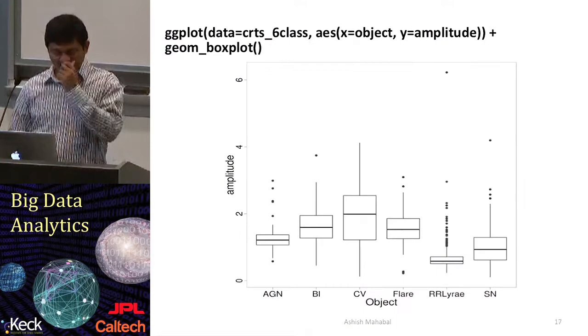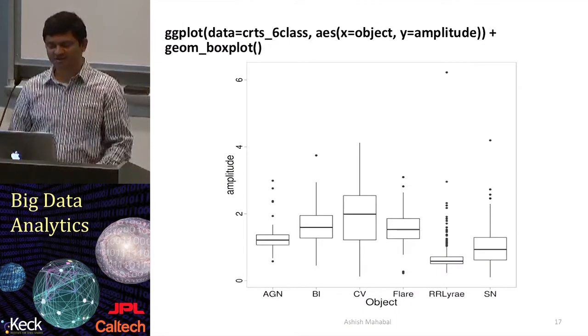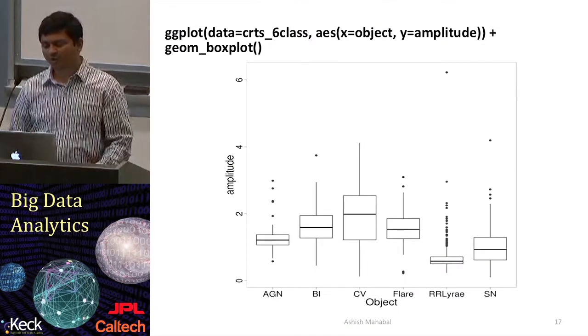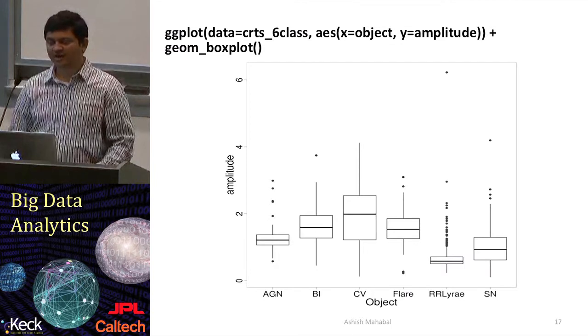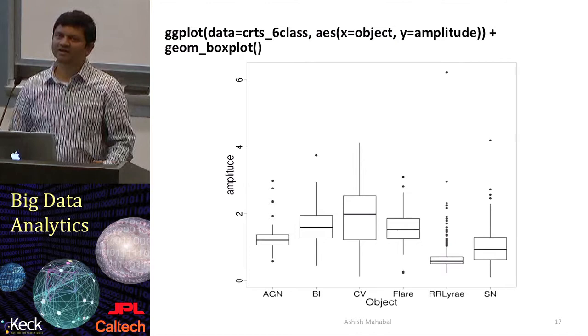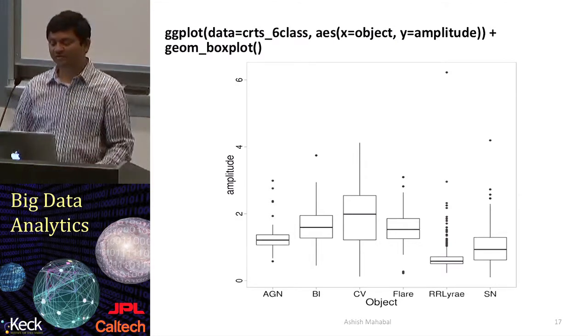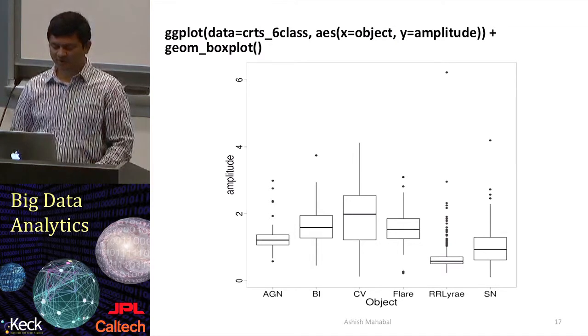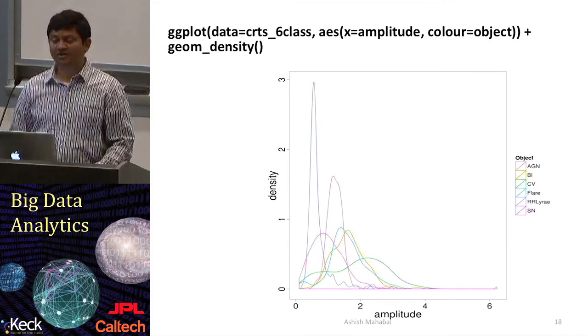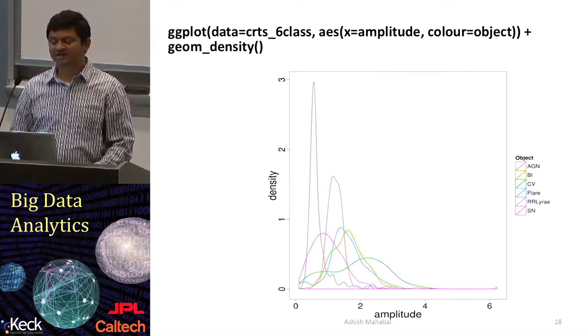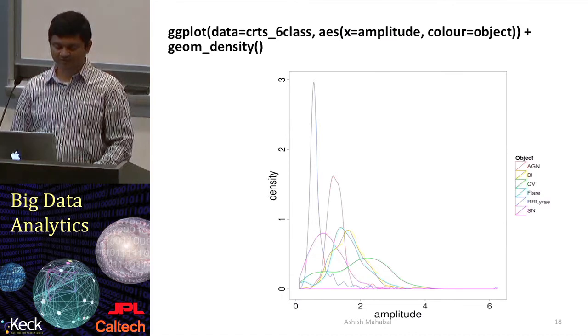Or then there can be other geoms like the box plot in this case. So you see how box plots for each of the objects look. And again, you can see that the original command is being only slightly modified with some different geom, and you get quite interesting and straightforward plots. Or you could look at the geom density, and you can see how the density is as a function of amplitude. So different classes, you can immediately see how they occupy different parts of the space.